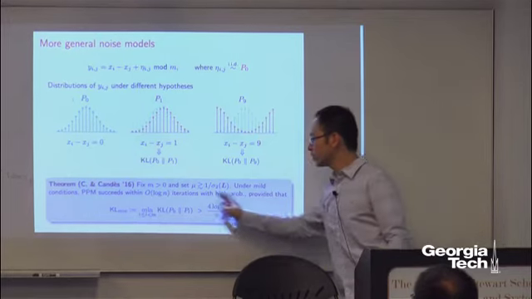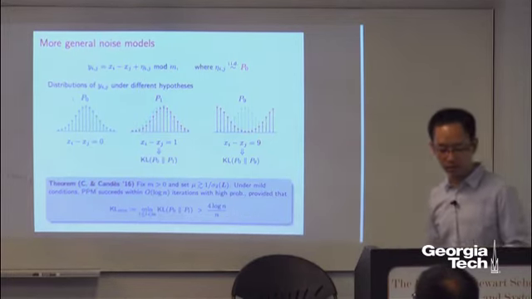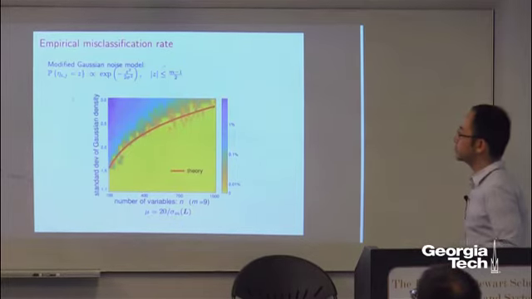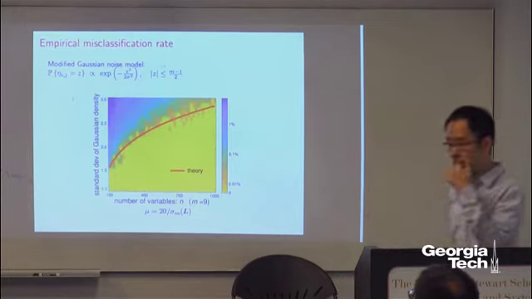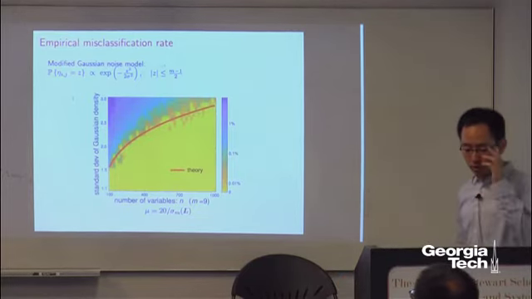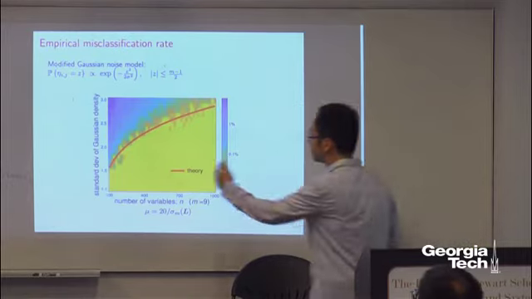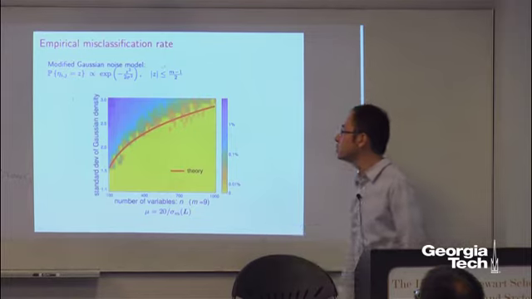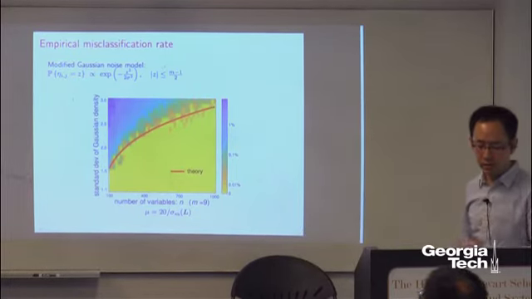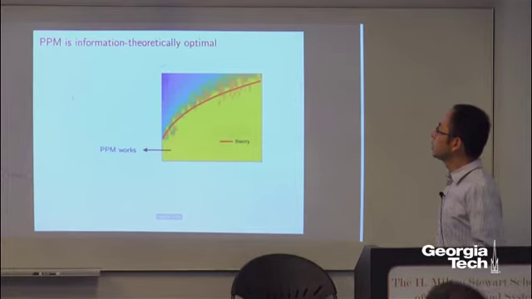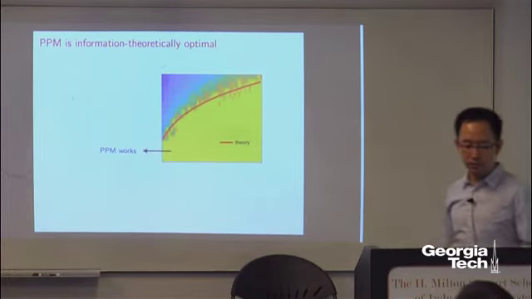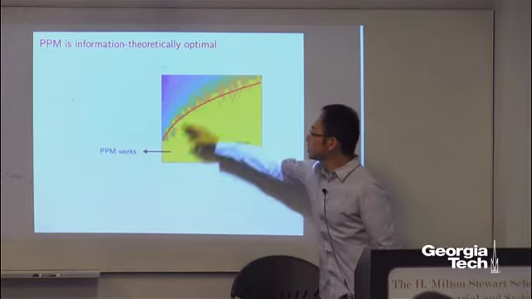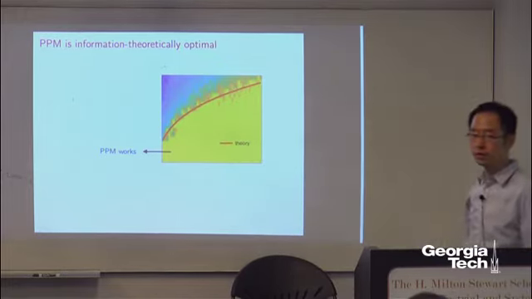Now the question is whether this is a good condition or a terrible condition. Let me start by saying that empirically this seems to match practice very well. If I have, let's say, some kind of Gaussian noise model, the red line is the theory, and the rest is the empirical part. It seems that this phase transition matches the theory very well. And we can actually show that this is information theoretically optimal in the following sense. This theoretical curve is really information theoretically optimal.